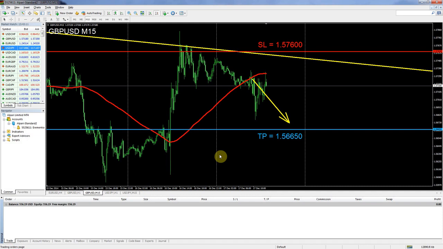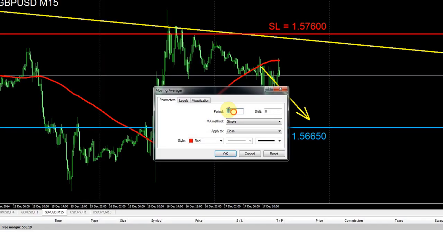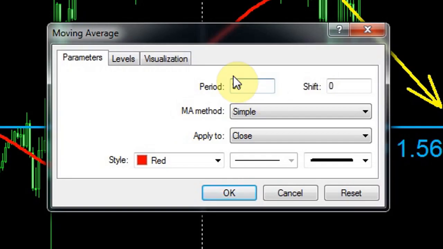So as you can see in the middle here, I've got the British pound dollar M15 chart open, and I've already got some markings on this chart, which will help us conduct our trade today. So what I have here is, first of all and most importantly, this moving average. It's a simple moving average, and the period is 96. So I'm just going to double click that, and you can see here that the period is 96.